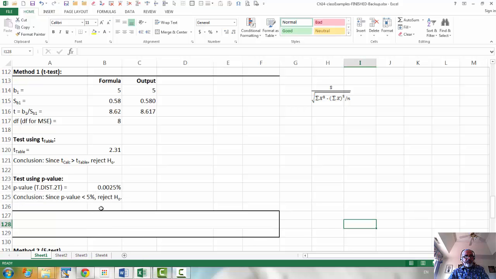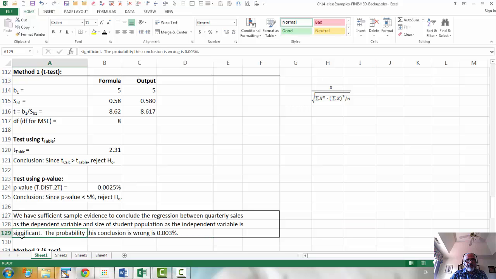So our interpretation is that we have sufficient sample evidence to conclude that the regression is significant. And the probability that that conclusion is in error, the type 1 error, is 0.0025%. So we have sufficient sample evidence to conclude the regression between quarterly sales as the dependent variable, y, and the size of the student population as the independent variable, x, is significant. So the probability that this conclusion is wrong is 0.0025%.